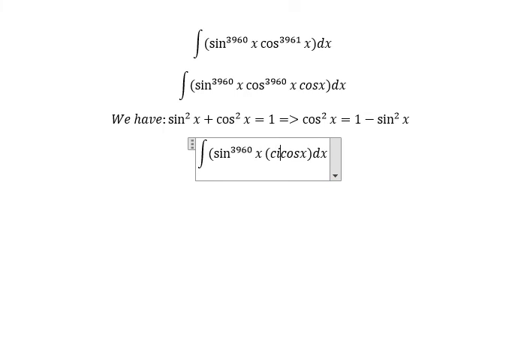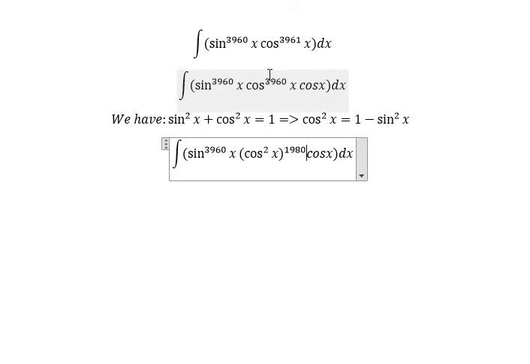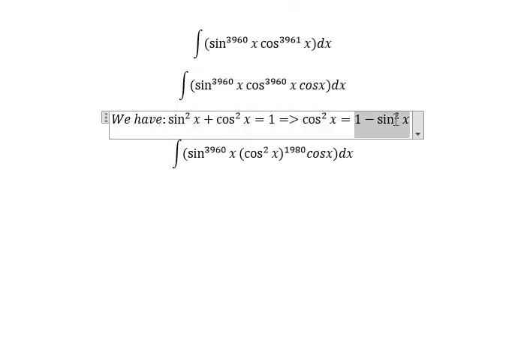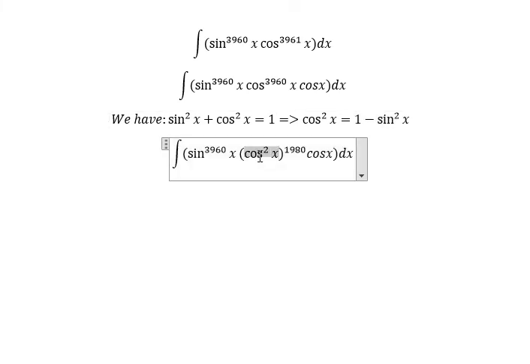We can put cosine x squared to the power of 1980, because 1980 multiplied with number 2, you got about 3960. Now we input about 1 minus sin x squared in here.